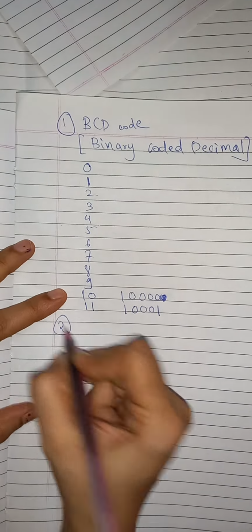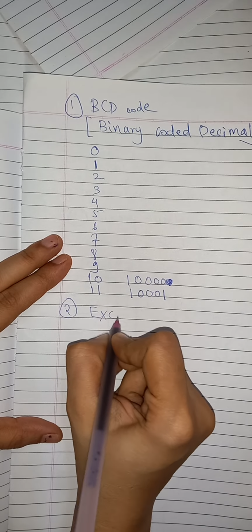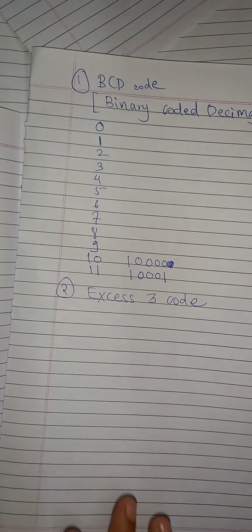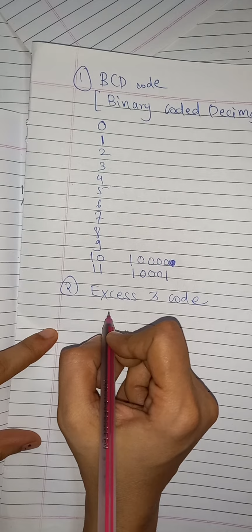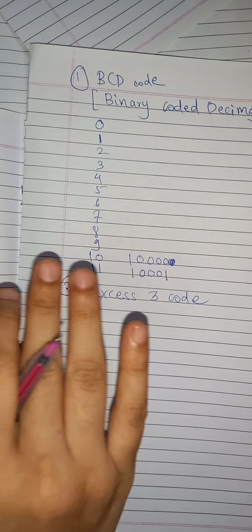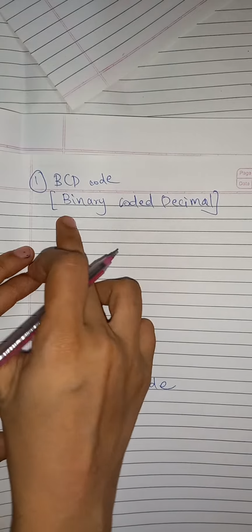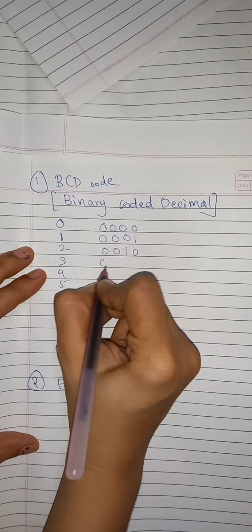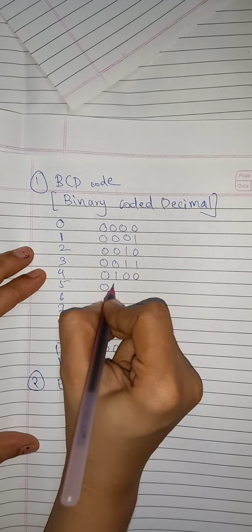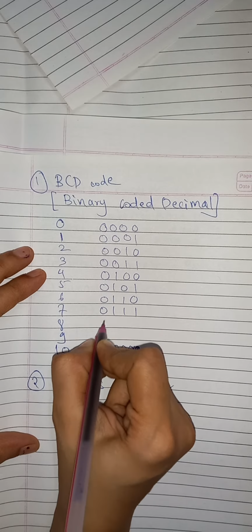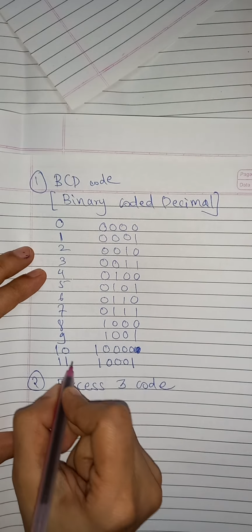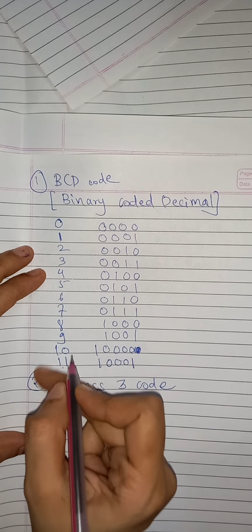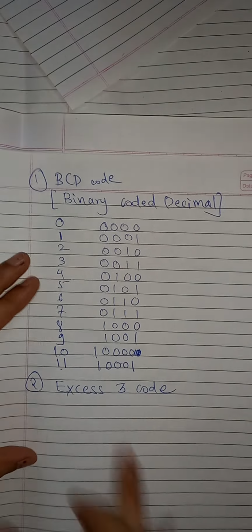Then next is our XS3 code. XS3 code is nothing but adding 3 to the binary coded decimal representation. So this is binary coded decimal 0 to 9 as it is, that is 0 0 0 0, 0 0 0 1, 0 0 1 0, 0 0 1 1, 0 1 0 0, 0 1 0 1, 0 1 1 0, 0 1 1 1, 1 0 0 0, 1 0 0 1, and 10 is represented as 1 followed by four 0s, 11 is represented as 1 0 0 0 1, and 12, 13 and so on.